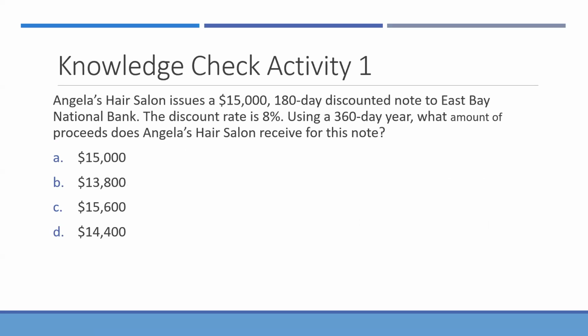So please answer this knowledge check 1 in Zoom. Angela Hair Salon issues a $15,000 180-day discounted note to East Bay National Bank. The discount rate is 8% using a 360-day year. What amount of proceeds does Angela's hair salon receive for the note?